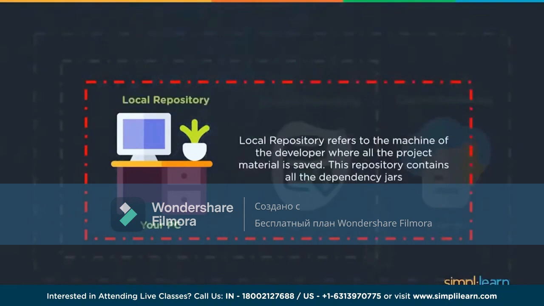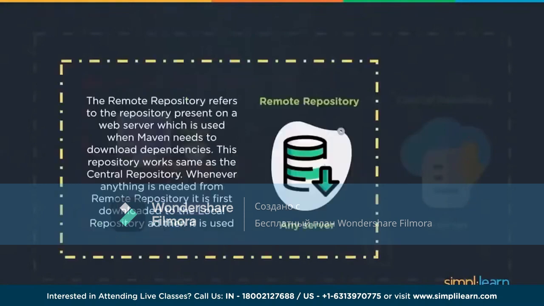So the local repository is on the machine of the developer where the project material is saved. All the particular dependency jar files will be available on your local machine. The remote repository is the location where you can store all your dependencies, from where you can download them whenever you require it.